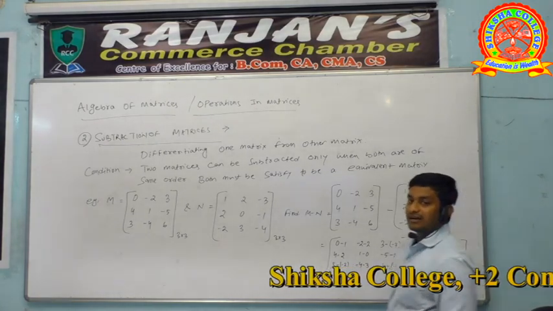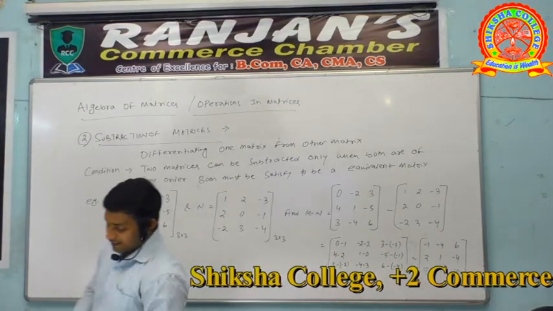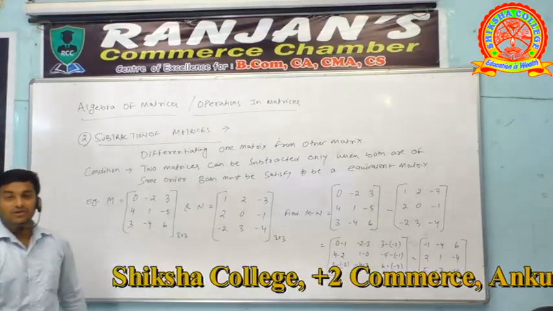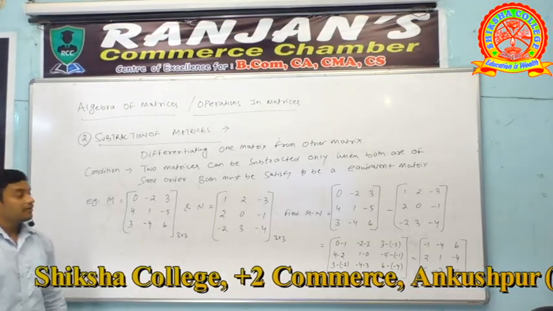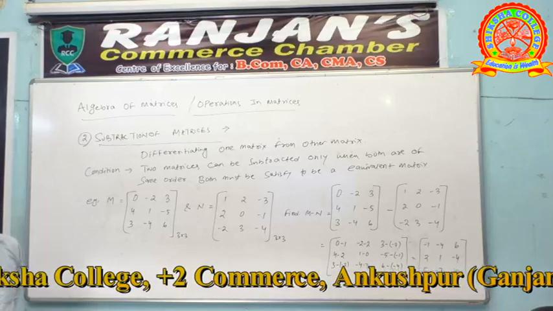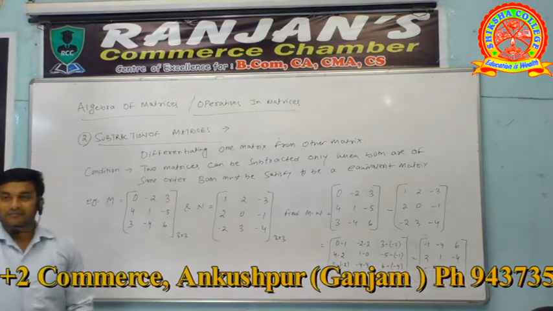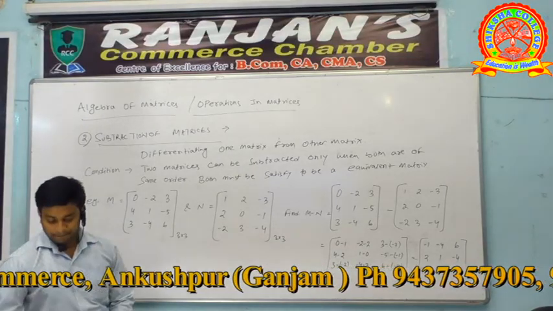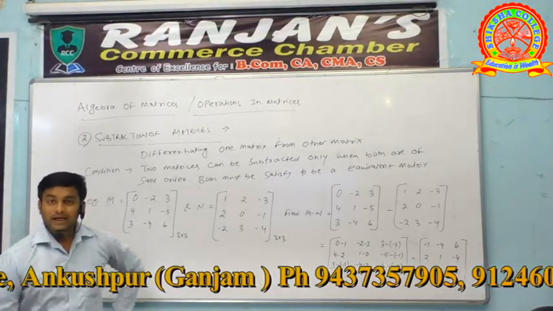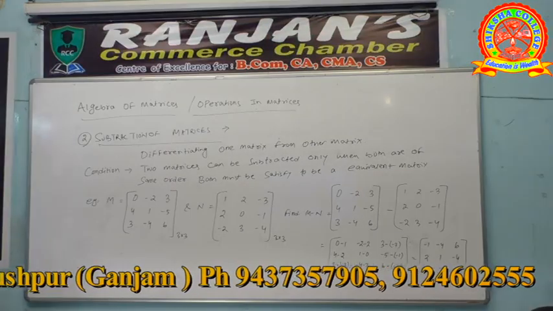That is the answer. That m minus n is equal to minus 1, minus 4, 6, 2, 1, minus 4, 5, minus 7, 10. Okay? Please note this down. Okay?